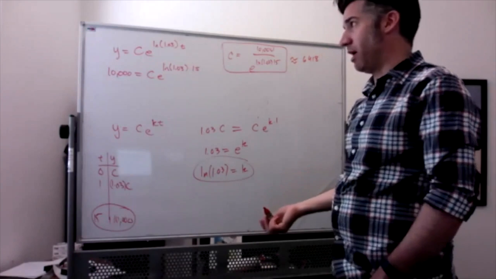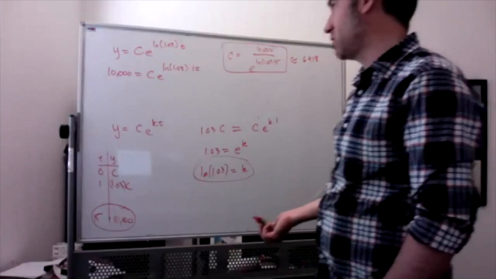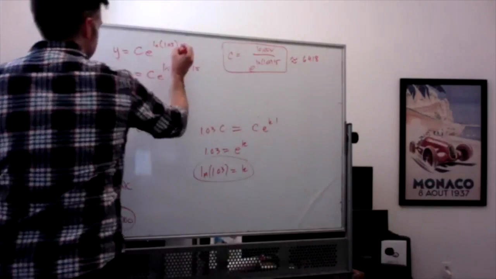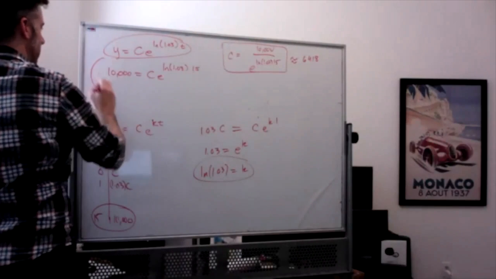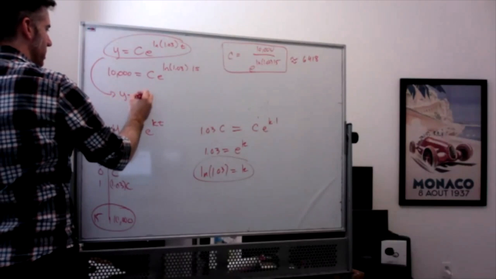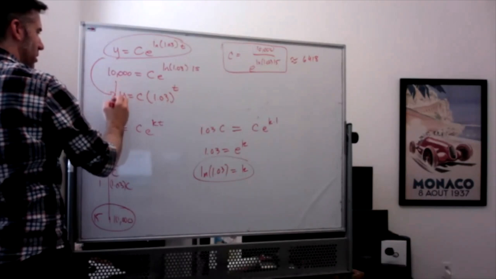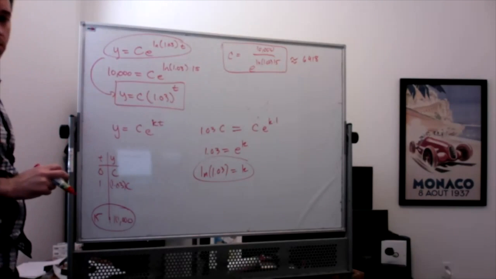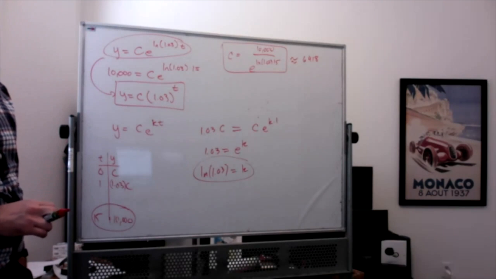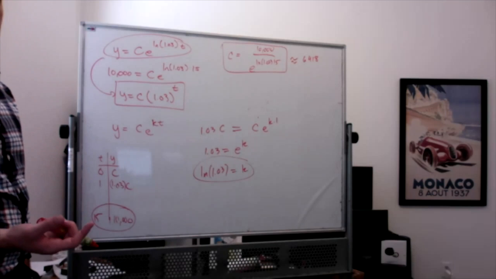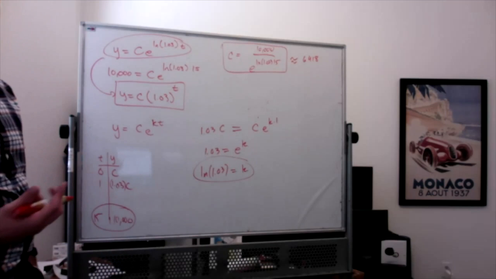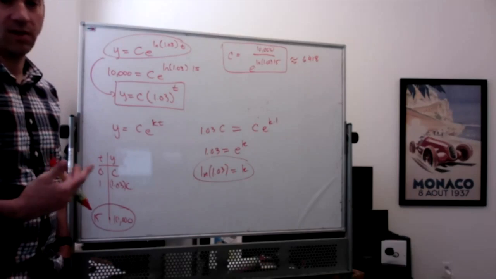You might know this better. In fact, it might make more sense to you to think of this as the same as y equals c times 1.03 to the t power. It's another way of writing this. That might make it more obvious that, oh yeah, we're growing at 3% every hour, because every time t increases by 1, you're multiplying by another 1.03.